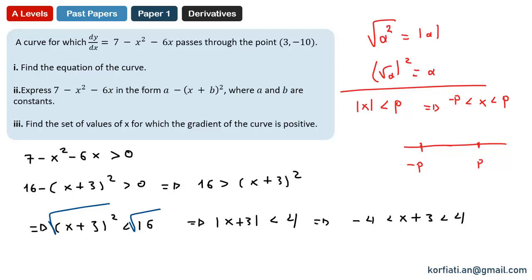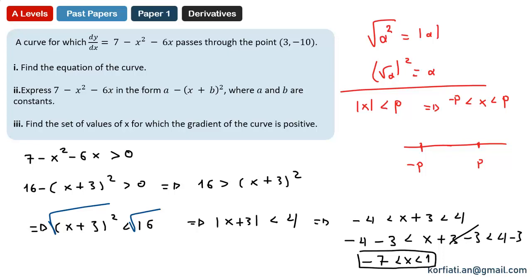And now all I have to do in order to leave x alone and solve the inequation is to add 3 to all of the 3 sides. So we'll end up having minus 4. Actually, sorry, I have to add minus 3, right? I'm going to add minus 3 to all of the 3 sides. So I'm going to have something like that. You see, these two will go away. So the final answer here is minus 7 less than x less than 1. And that is the answer for the third question.